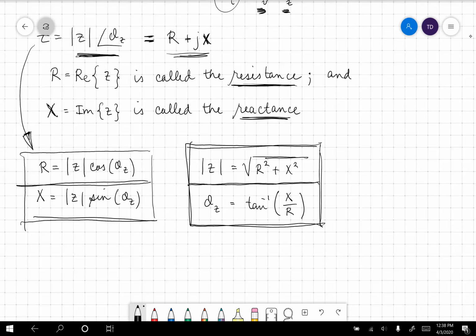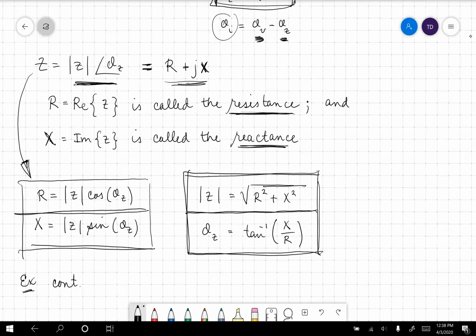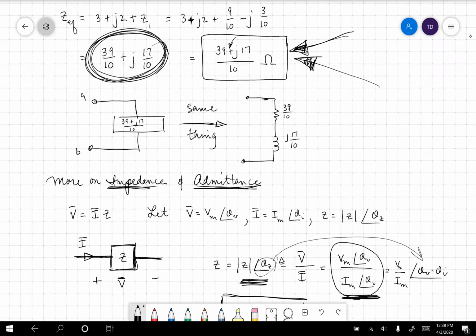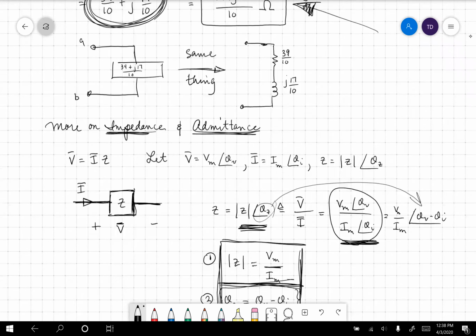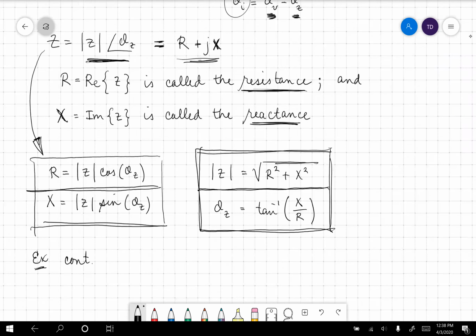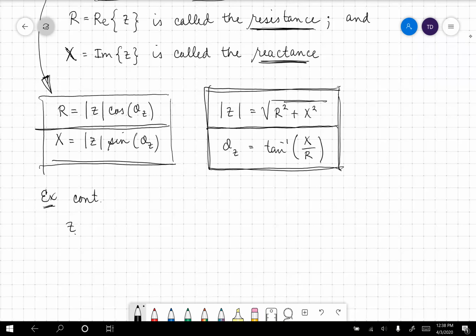I know the previous example was an ugly one, but let's continue. Example continued. So what did we have on that last one? On that example, we had 39 tenths plus j 17 tenths, or 39 plus j 17 divided by 10. So Z_EQ was equal to 39 plus j 17 divided by 10, which is equal to 1/10 times 39 plus j 17.